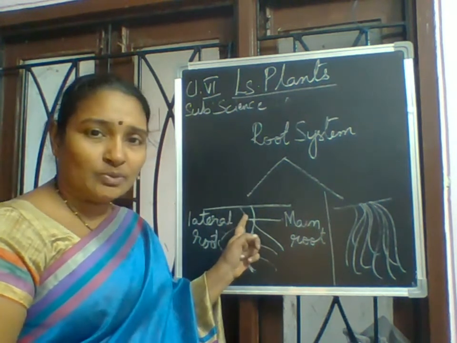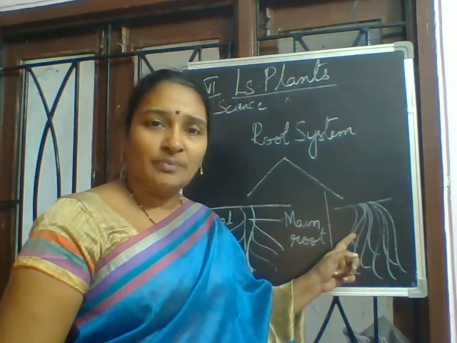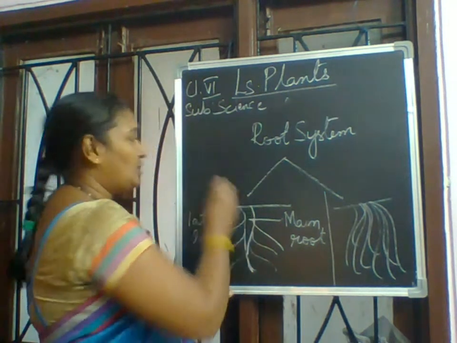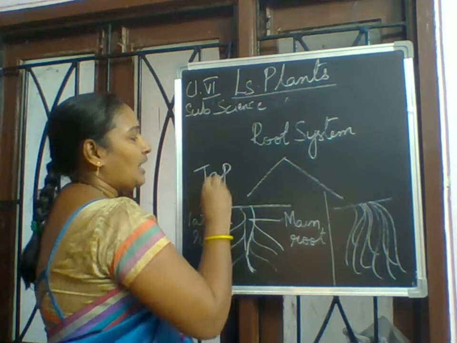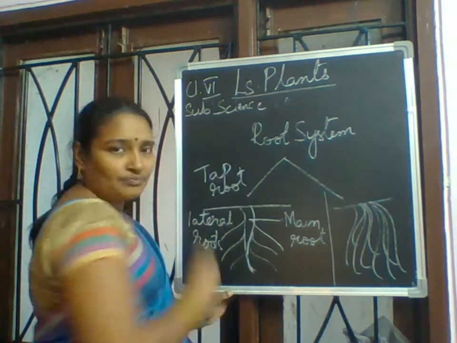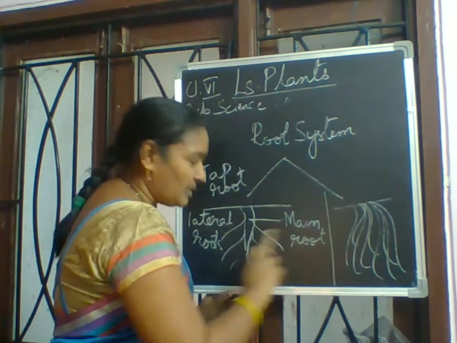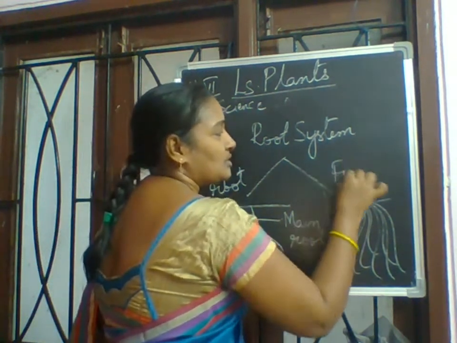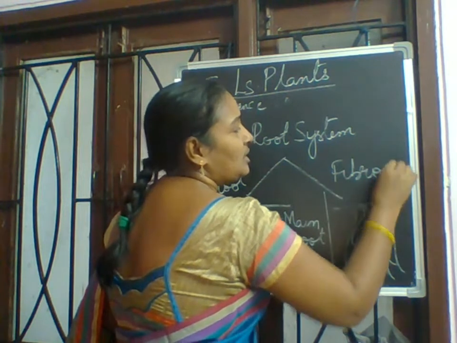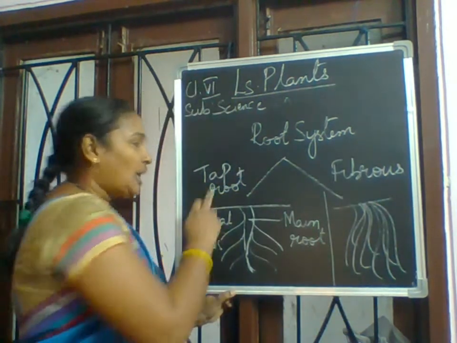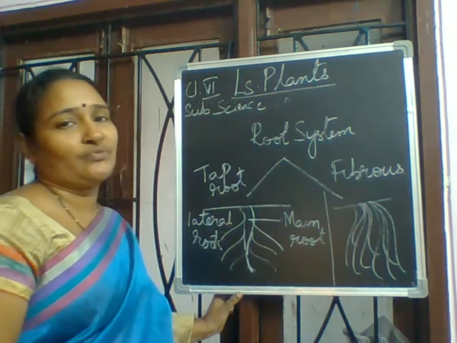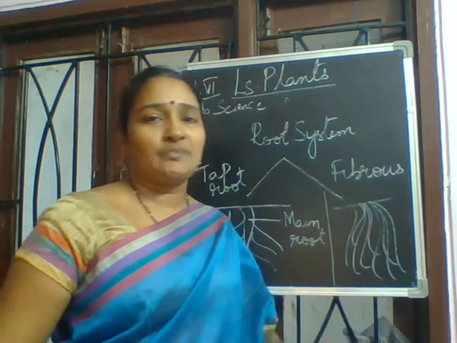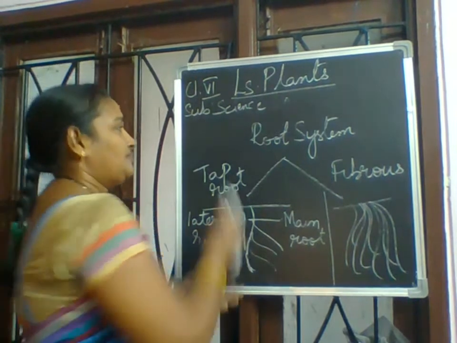The first one is the taproot system and the second one is the fibrous root system. The root system in which you find a main root in the middle is called the taproot system. The root system where you do not find a main root is called the fibrous root system. Taproot you will find in most trees. Fibrous root you will find in grass plants. Next.